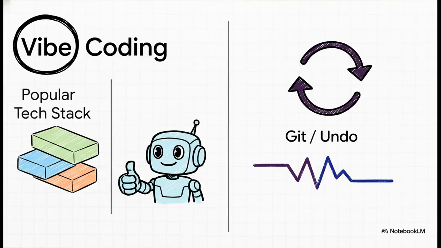Okay, but before you just jump in and start prompting away, you need two foundational things in place. First, try to stick with a popular tech stack, like Next.js or React. Why? Because the AI models have seen millions of examples from these, so they're way more reliable. And second, and this is an absolute must, you have to use Git for version control. It is your safety net, your undo button for when the AI inevitably gets confused or goes off the rails.